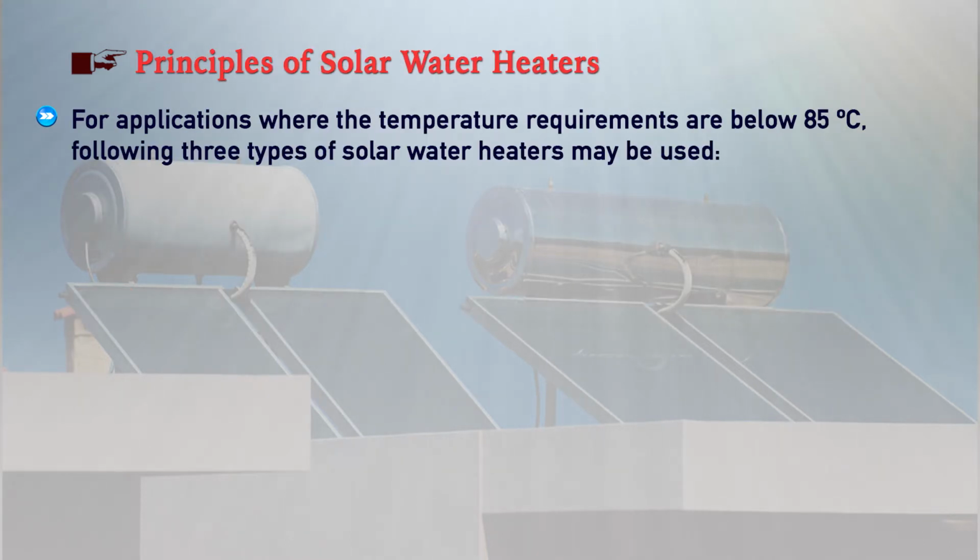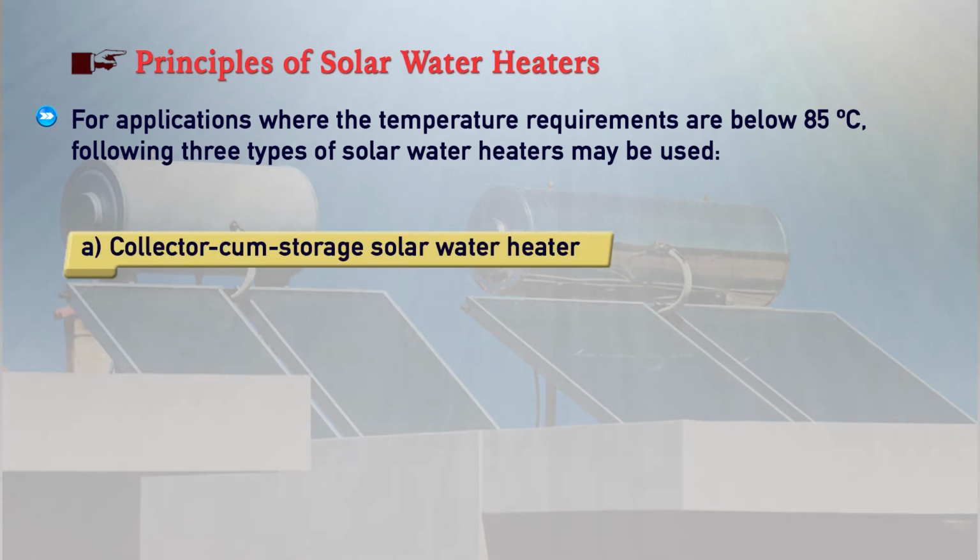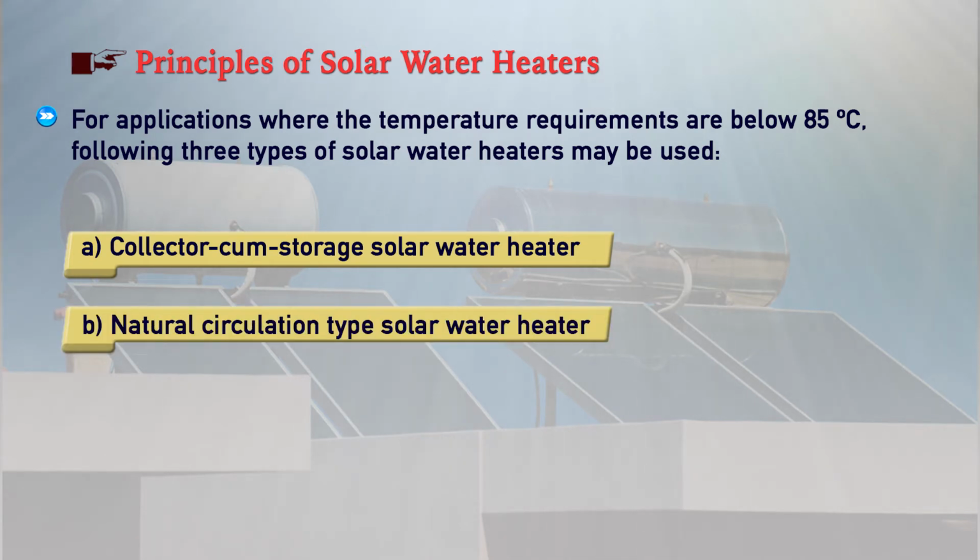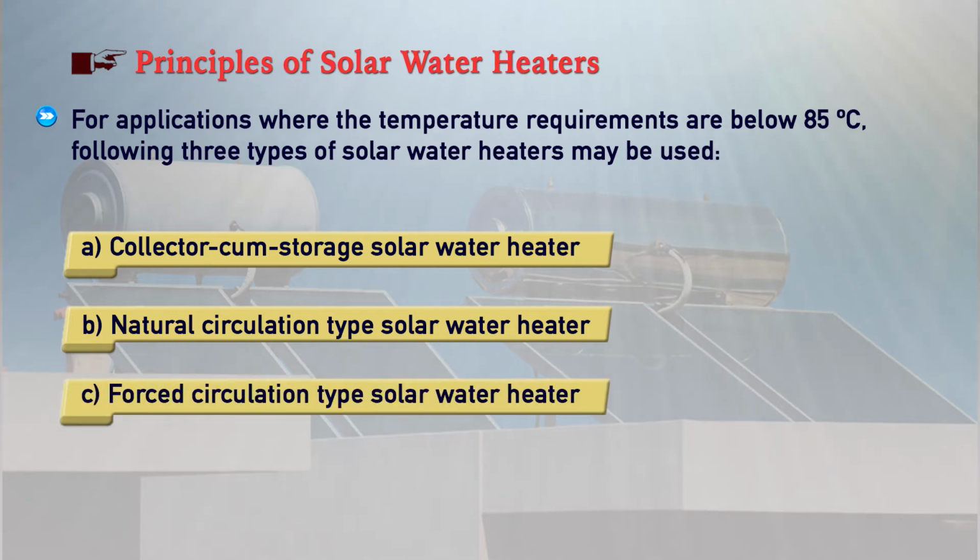So for application where temperature requirement are below 85 degrees centigrade, following three types of the solar water heater may be used. One is collector cum storage solar water heater. Second, natural circulation type solar water heater. Third, forced circulation type solar water heater.